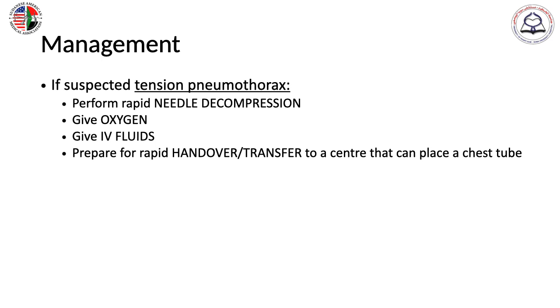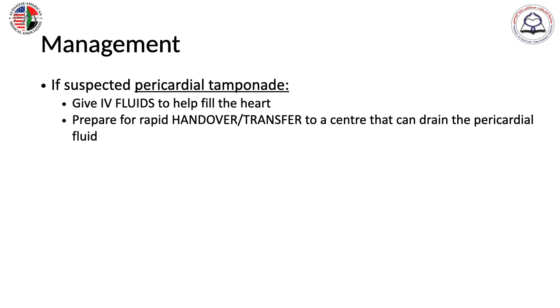Patient with pneumothorax, you need to give them oxygen, you need to give IV fluid and needle decompression, and then place a chest tube. Suspected pericardial tamponade, IV fluid to improve cardiac filling and cardiac output, and give oxygen. And if there are resources for pericardiocentesis, you do it or you transfer to an appropriate facility.